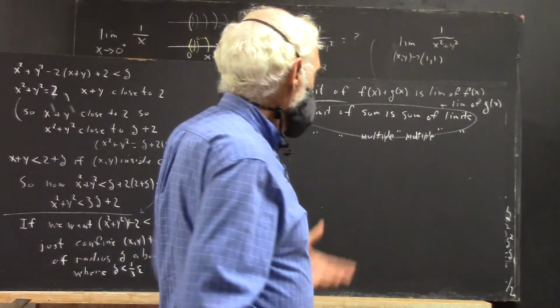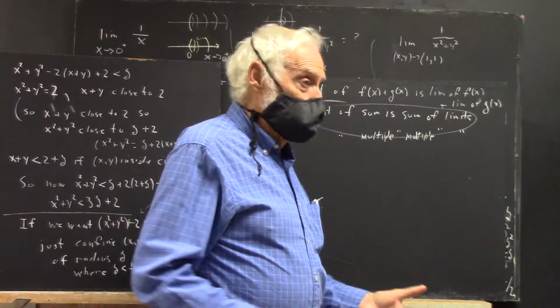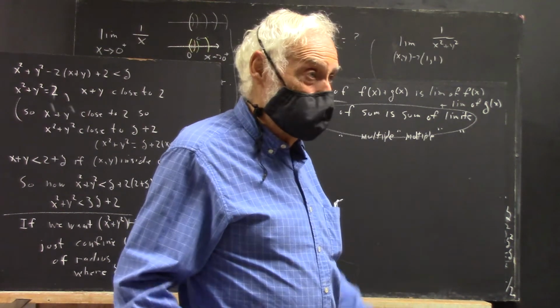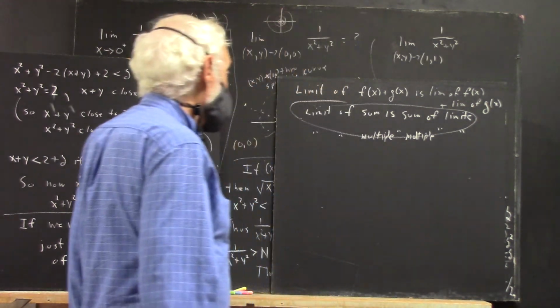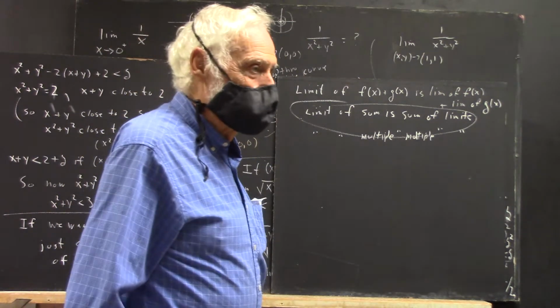Now that assumes that both limits exist. If they don't both exist, you can't add them, right? You can't add something that doesn't exist to something that does. Get one non-existence and the whole thing is non-existent.